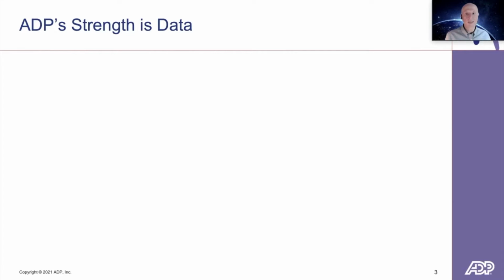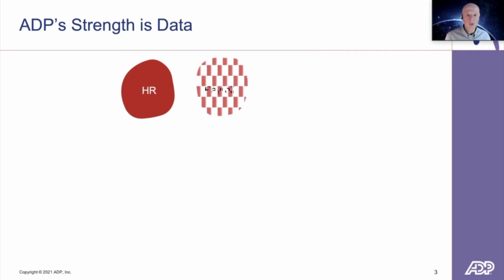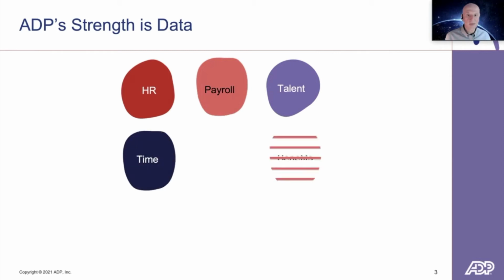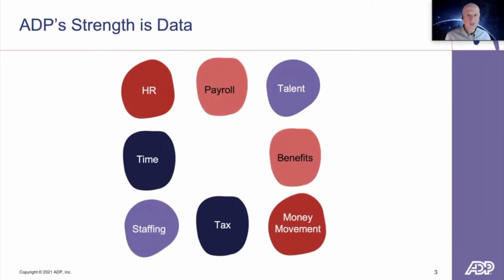It's a known fact that ADP's strength is its data. We used to joke that data is our middle name. That's what the D stands for. And indeed, ADP covers all areas of workforce management, from job search to retirement, payroll, tax, benefits, etc. And naturally, all pieces of the puzzle are connected through APIs.